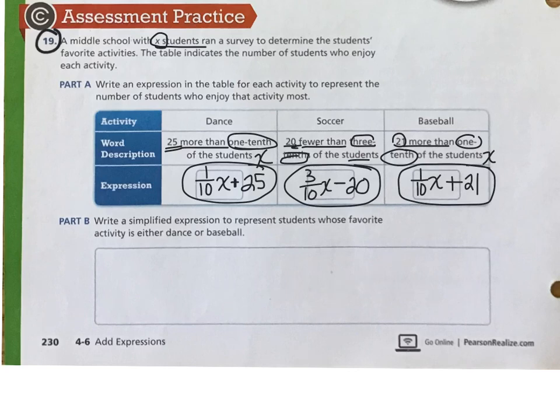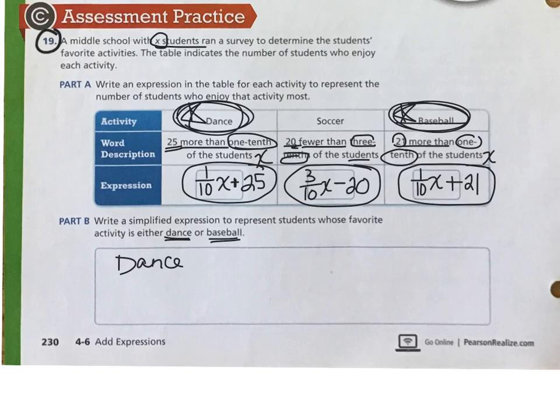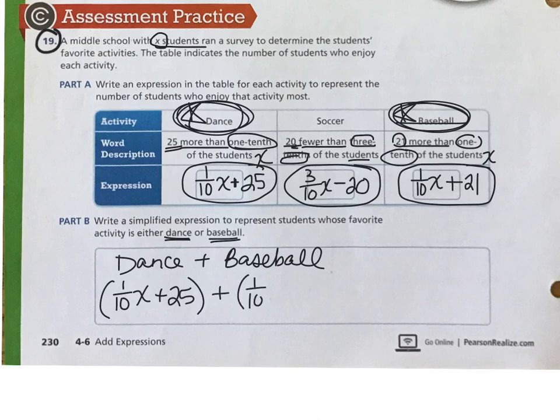Part B. Write a simplified expression to represent students whose favorite activity is either dance or baseball. So I'm looking specifically at dance and at baseball. So dance plus baseball is what I'm doing in Part B. So the expression for dance is 1/10 X plus 25. The expression for baseball is 1/10 X plus 21. So we're just going to add them together.